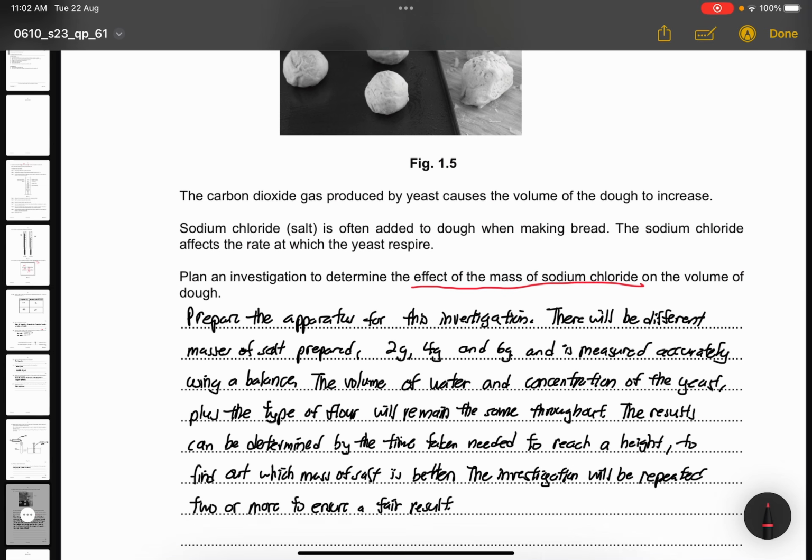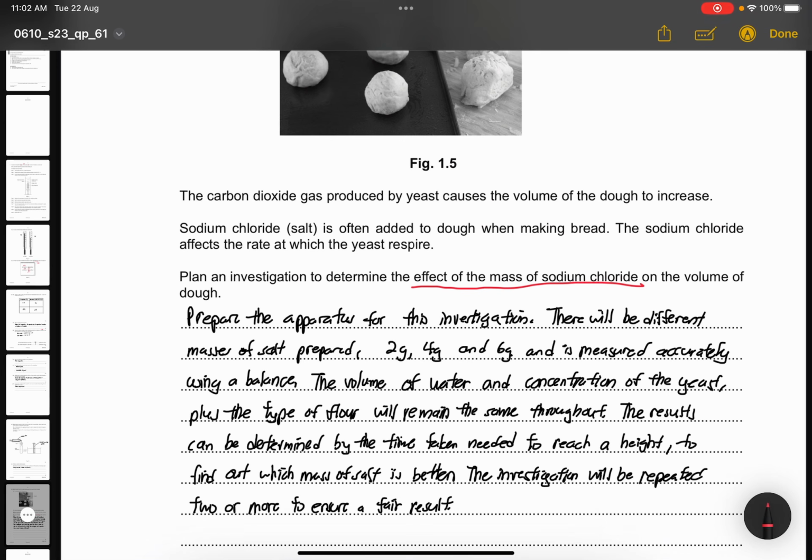So prepare the apparatus for this investigation. There will be different amounts of salt prepared: 2 grams, 4 grams, and 6 grams of salt, and it's measured accurately using a balance. The volume of water and concentration of the yeast plus the type of flour used will remain the same throughout the investigation.